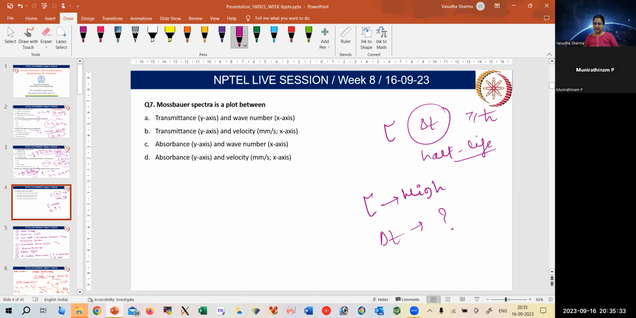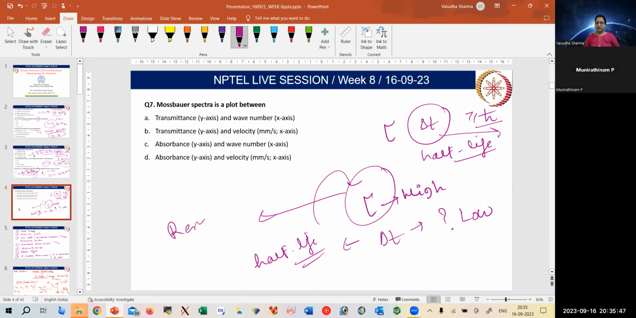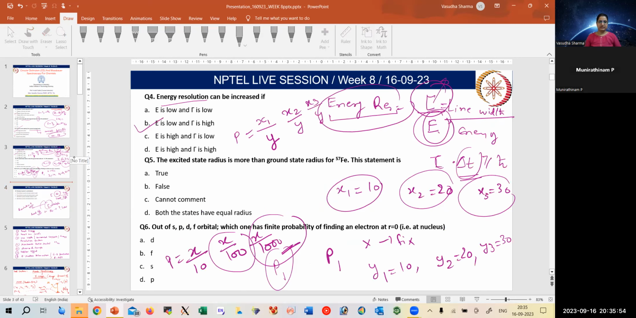Low. Why is it low? Because it has to go to the denominator on the right side. So when delta T... the half-life of the excited state would be less than your line width, the tau would be high, and when tau would be high, your resolution would be clear. Clear, ma'am. Now try the next question.